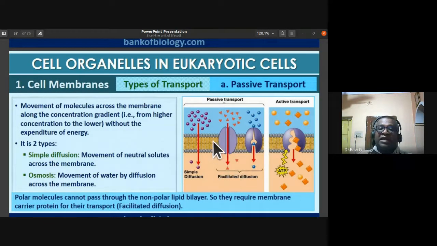See, in facilitated diffusion, the polar molecules cannot pass through the non-polar lipid bilayer. So they require membrane carrier proteins. On the membrane, some carrier proteins are there which are required for their transport across the membrane. Without this carrier protein, they cannot undergo transportation. Okay, so this sort of diffusion assisted by a carrier protein, we call it facilitated diffusion.